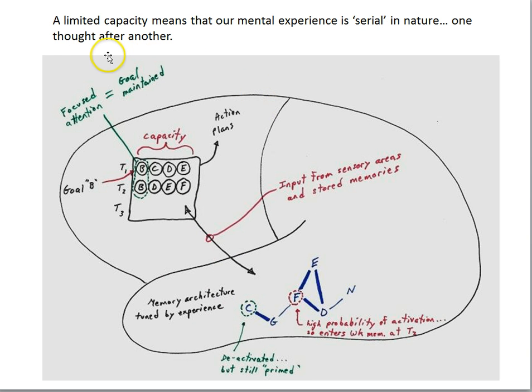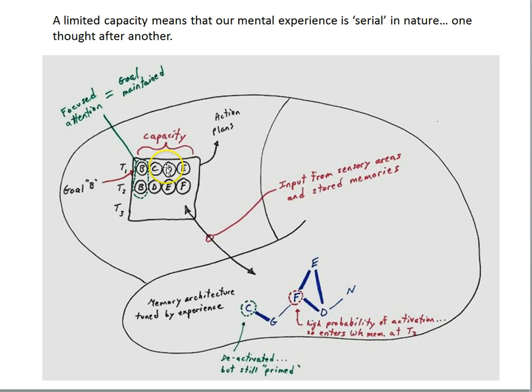Okay, so now let's consider another fact about the working memory system. It has a limited capacity. And a limited capacity means that our mental experience is serial in nature. In other words, like one thought after another. And to illustrate that serial nature of working memory, we're going to add a little complexity to our diagram. So here again we have our box for working memory, except now we're going to indicate what's in our working memory at time 1, time 2, time 3.